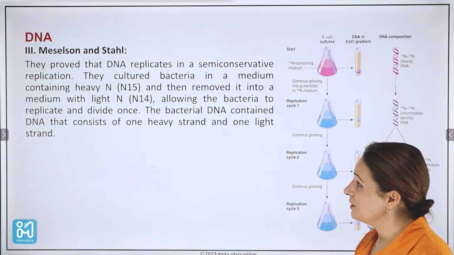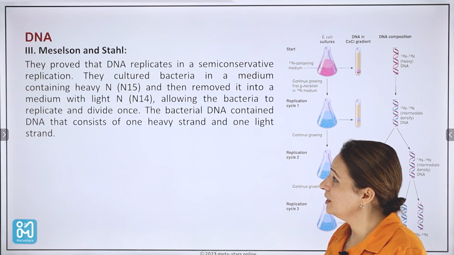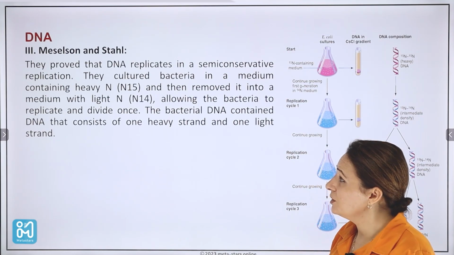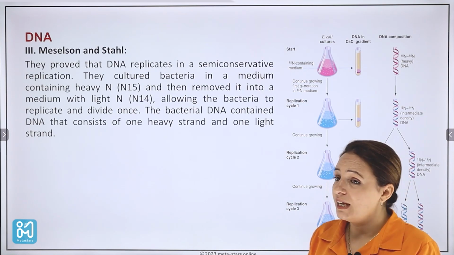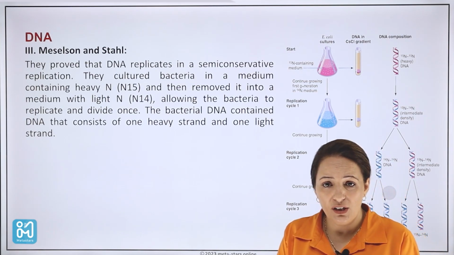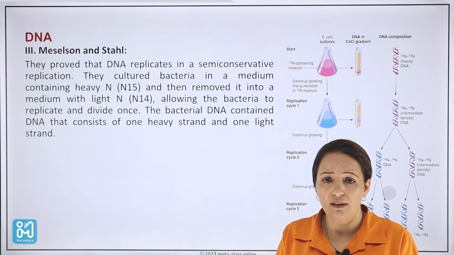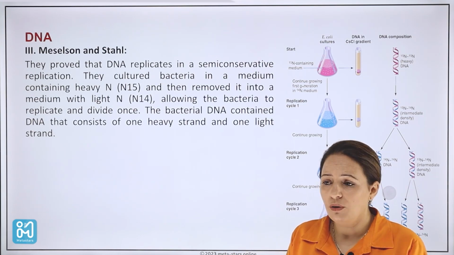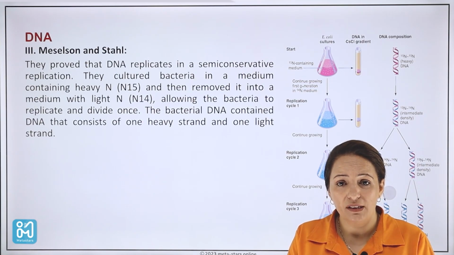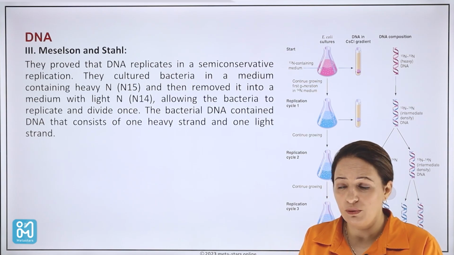The third scientists that were also involved in the discovery of the DNA were Meselson and Stahl. Meselson and Stahl worked on how the replication of DNA happens. Because we know that in each and every cell we have our genetic material, and if we want to make a new cell, for example in growing, in repairing, or in development, the DNA should be transferred to the next cells that are going to be there.